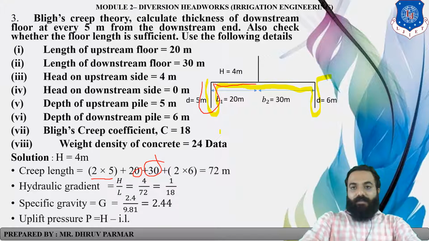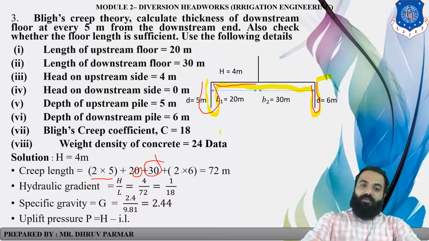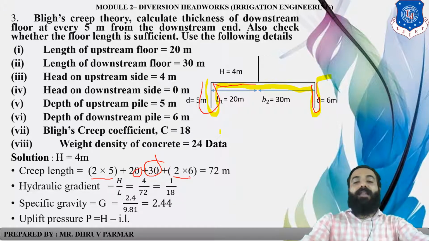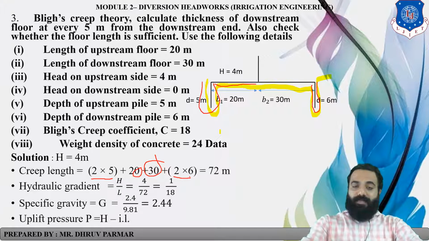And again the water goes to the downstream pile, and like this. So multiply 2 into D, this is 2 into 6. So the total length is 72 meters.